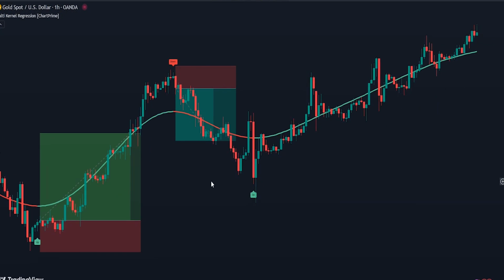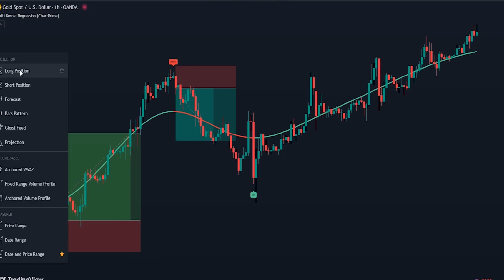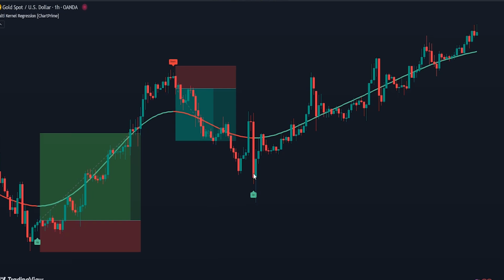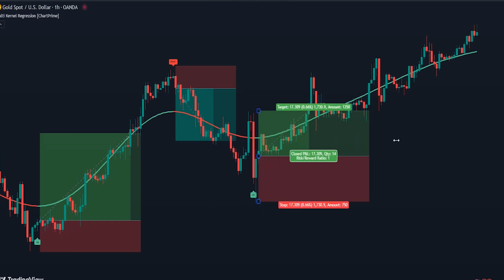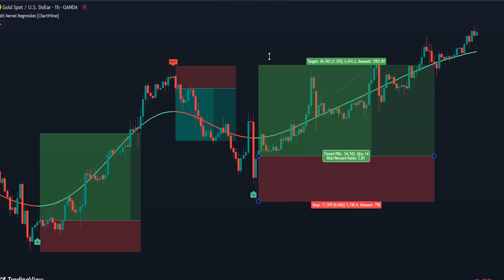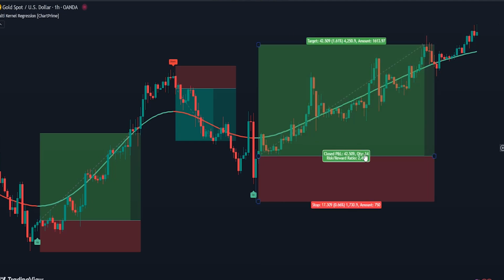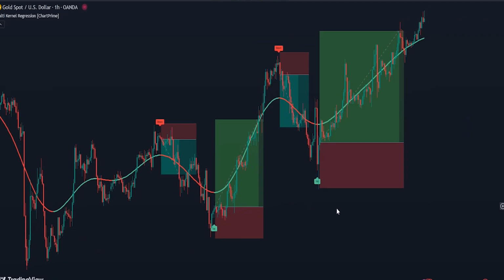A bit lower, we have a buy signal. Enter on the second candle with the moving average confirmation. Place the stop loss below the same range since there is no previous low here, and set the target at twice the risk. Again, the target is beautifully hit.